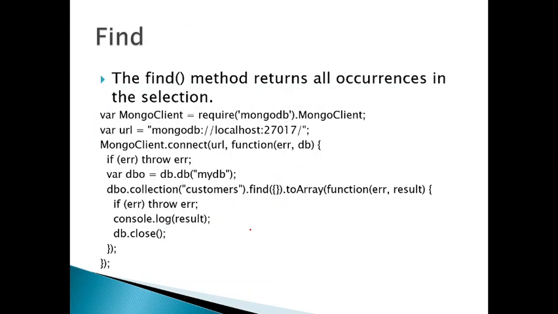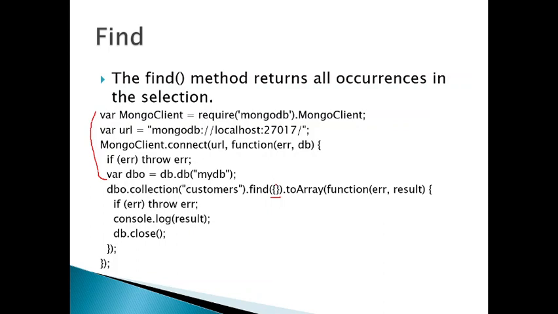The last one was the findOne. The find command basically finds and returns everything it finds from the database. Here the find method returns all occurrences in the selection. You can see the same code here: dbo.collection.find, this is not findOne, it is find, and we are passing an empty object with it. That means it will return all the occurrences of customers in the customer collection. So it means select star from customers, and we will get the list of objects.